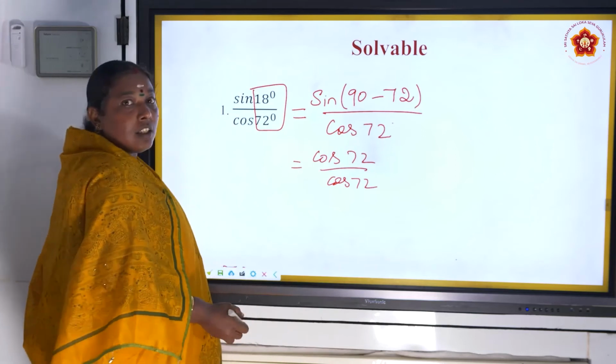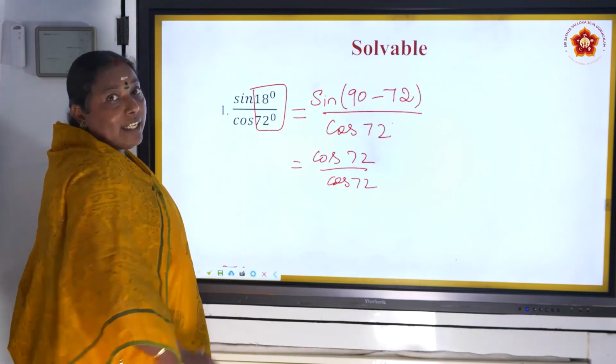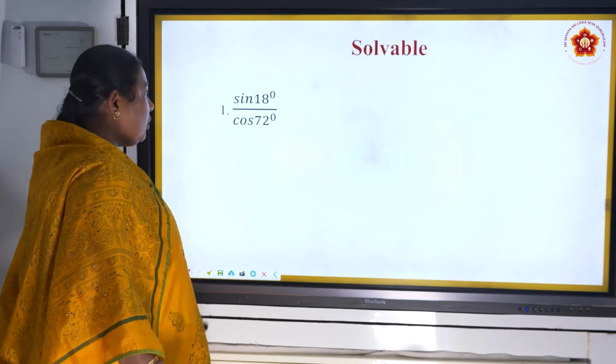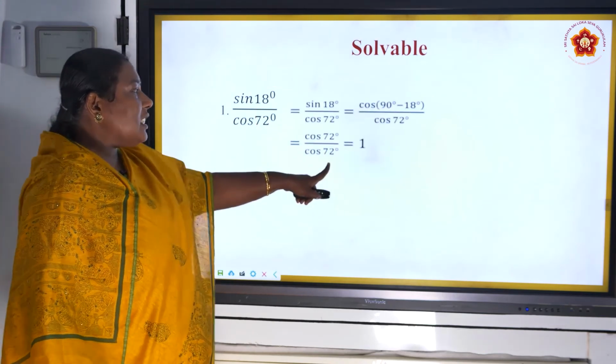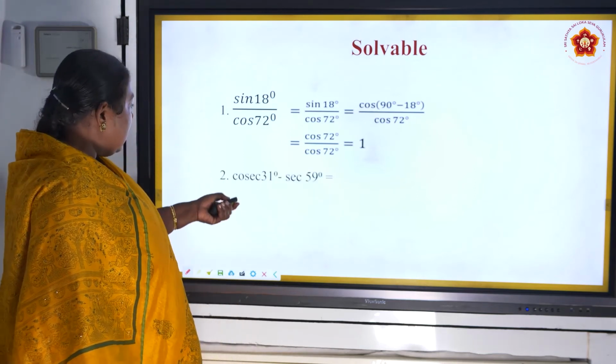That's all. First you have to confirm that both the angles, if I add, I am getting 90. That's all you have to confirm. If you confirm it, you can easily get the answer. Right? Shall we move on to the next?